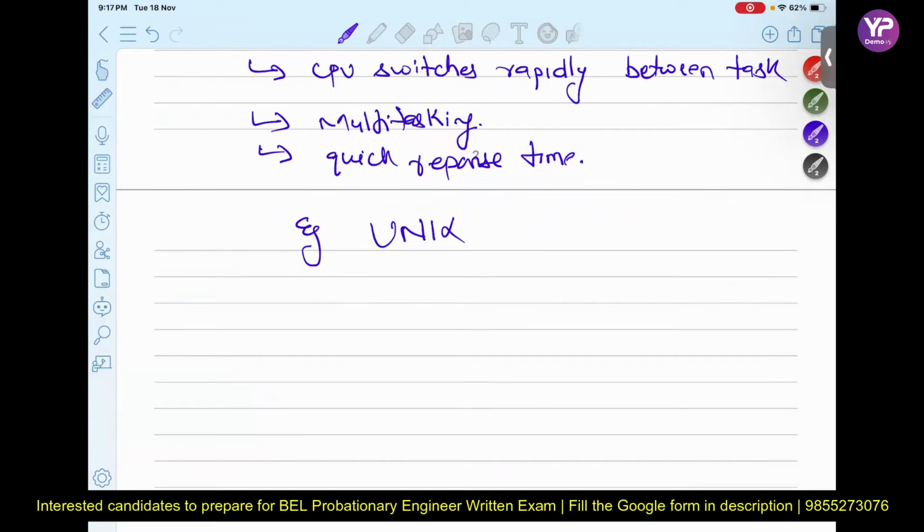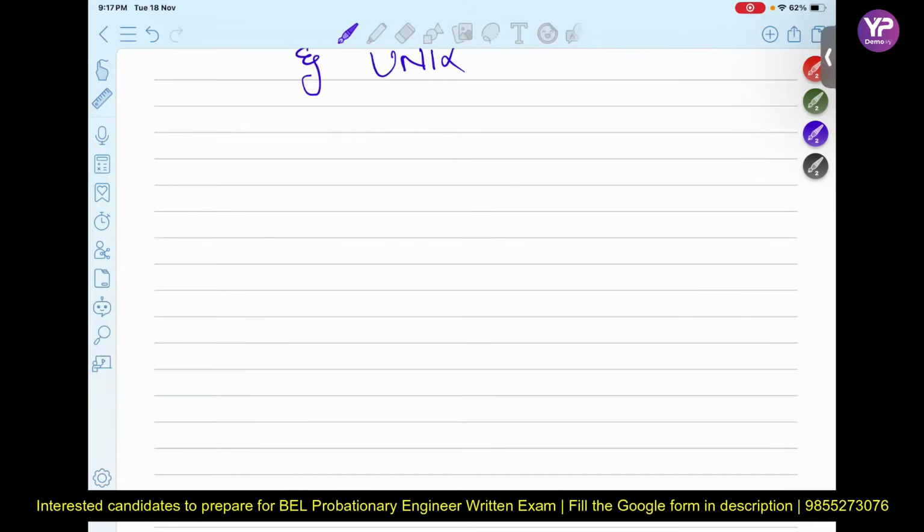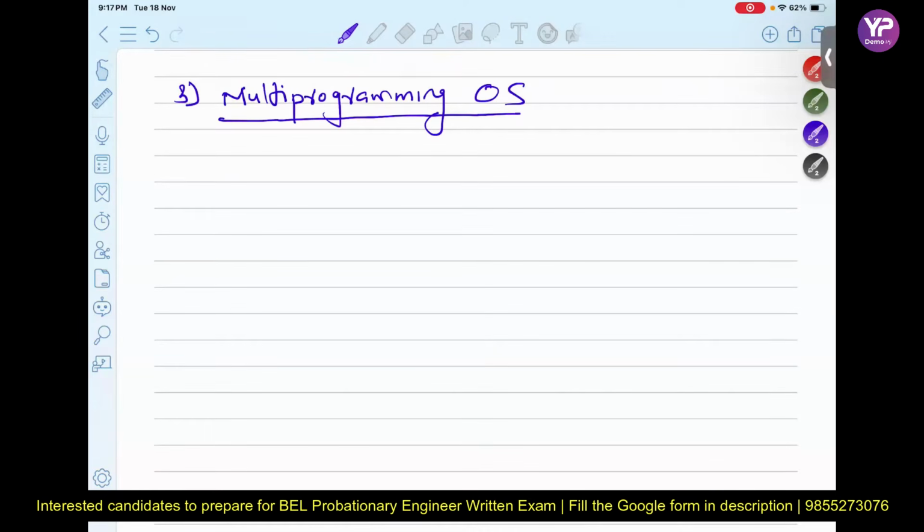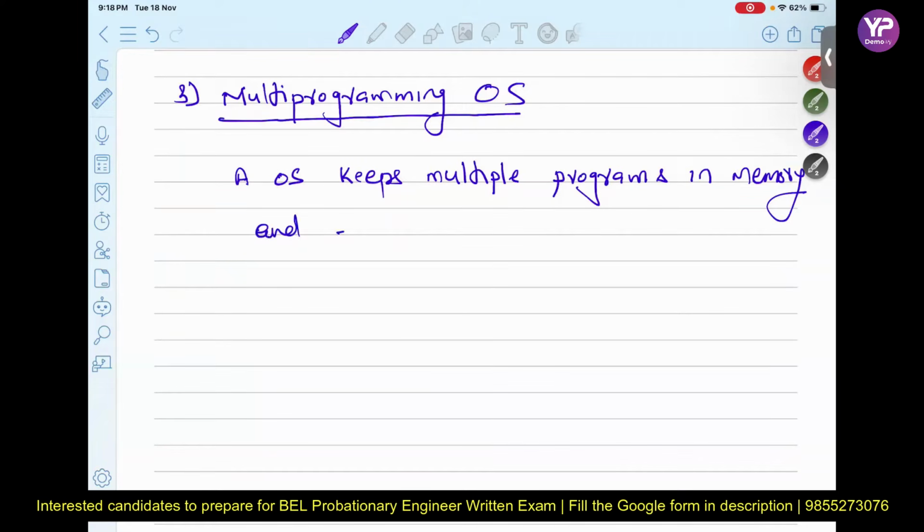Next, this is multi-programming. The two most important definitions are multi-programming and multitasking. So we are talking about the third one, multi-programming operating systems. So in a multi-programming operating system, my dear students, an OS keeps multiple programs in memory and executes them by switching between them when one is waiting.